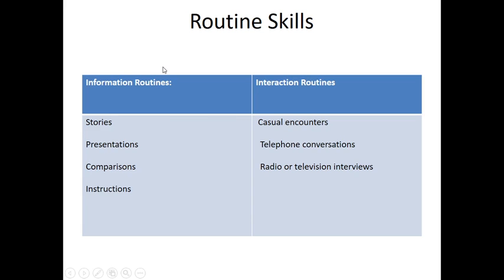Okay. Then the routine skills can be divided into two. This is the way we summarize: information routines and interaction routines. Information routines, information comes from stories, presentations, comparisons, instructions. Interaction routines take place through casual encounters, telephone conversations, radio, television interviews, and so forth. These are only some examples.